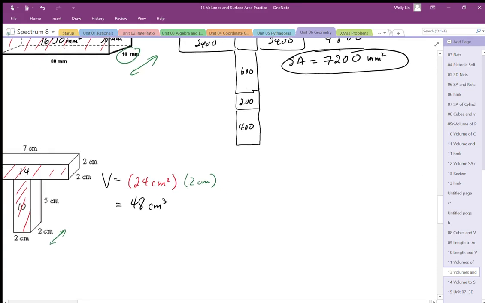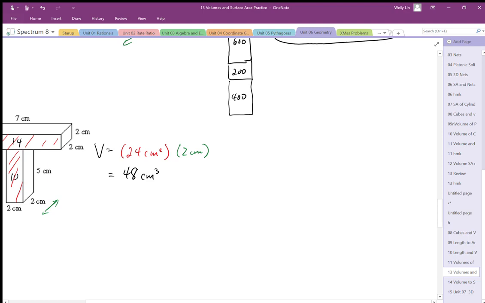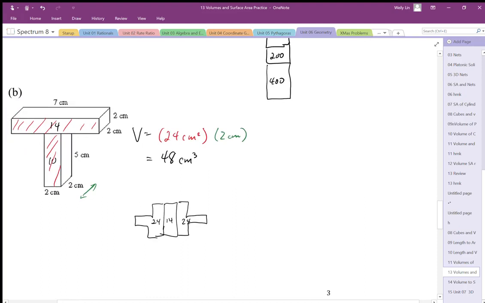The surface area, again, we want to make sure that we account for all the surfaces. I'm going to do it this way. There's the top, and there's my T. Okay, I know that's going to be 24 and 24. Okay, that top is going to be 2 by 7 or 14. And then I got to make sure I get all those other surfaces.